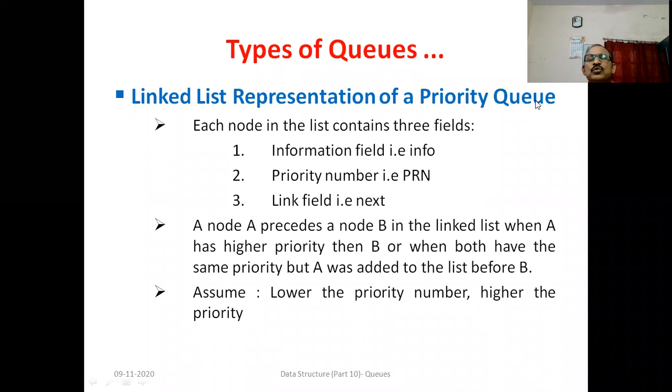In this, each node has three fields. First is the information field, next is the priority number, PRN, and next is a link field, that is the next field. A node A precedes a node B in a linked list when A has higher priority than B, or when both have the same priority but A was added to the list before B. Here we assume the lower the priority number, the higher the priority of the job, process or item.